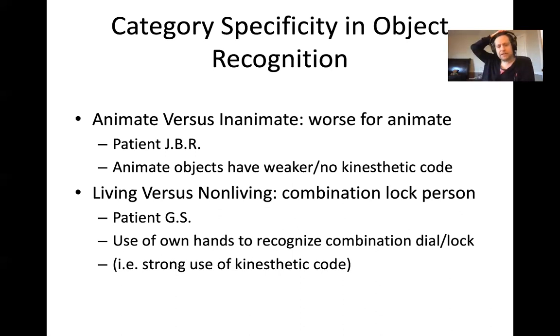And some of the evidence comes from individuals that have agnosia, or problems with object recognition. It turns out that when people have object recognition problems, they're oftentimes likely to have particular difficulty with animate or living things.